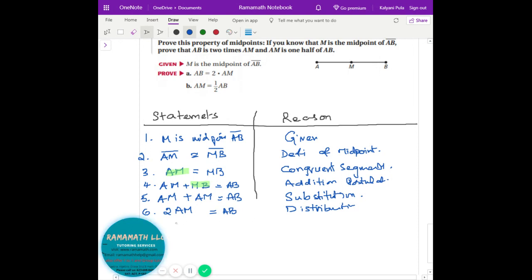And then finally, I can just divide them by 2. I can write AM equals half of AB, and this is the division property. That's what we need to prove, right? These steps are easy, but writing that logic is really difficult.